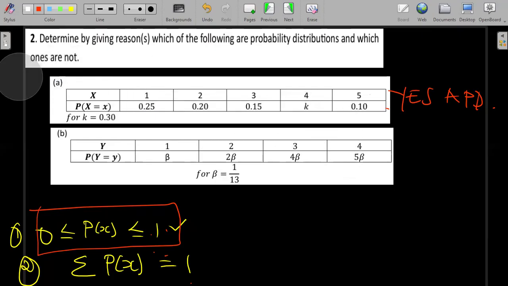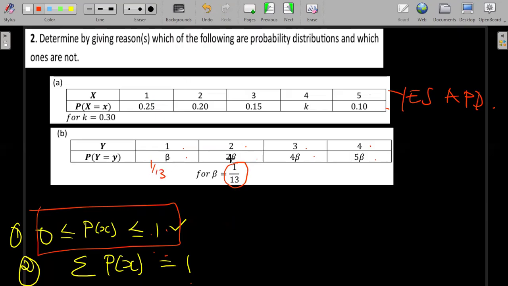On B, we have this one here. We have the random variables 1, 2, 3, 4, and then we have the probabilities that have been given in the form of beta. And they've said this beta is just 1 over 13. So let's find the probability where there's beta. It will just be 1 over 13.